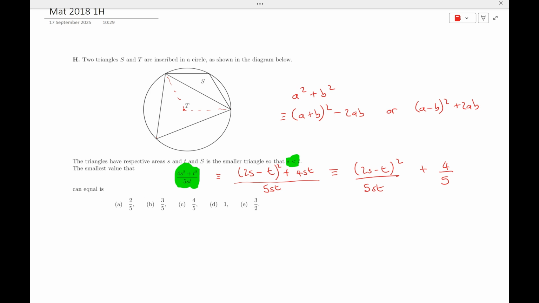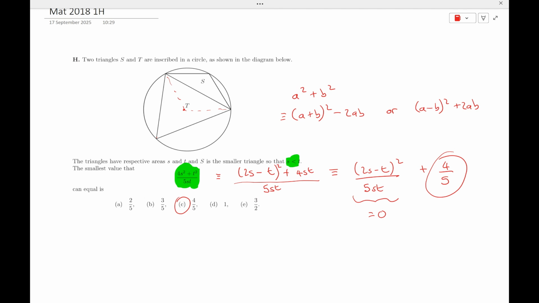And because s is smaller than t, it is possible for 2s to be equal to t. And therefore, we can say that the minimum occurs when this bit here equals 0, and we have 4 over 5, which is C. So actually, apart from just checking that it's possible for 2s to be equal to t, there's very little geometry in this at all. This is an algebraic question, I would say.